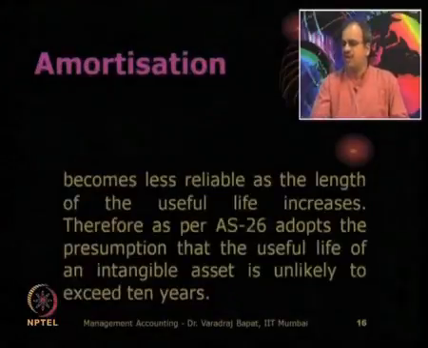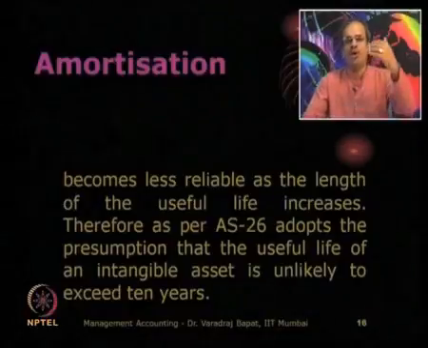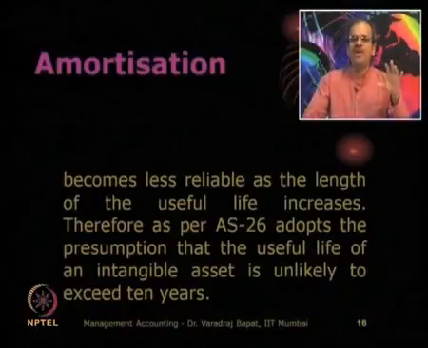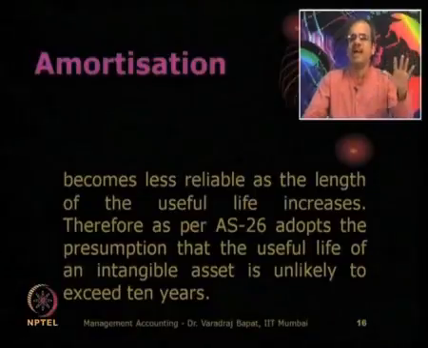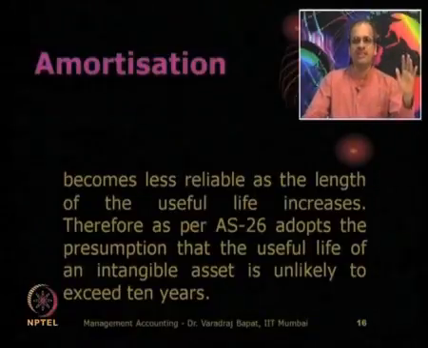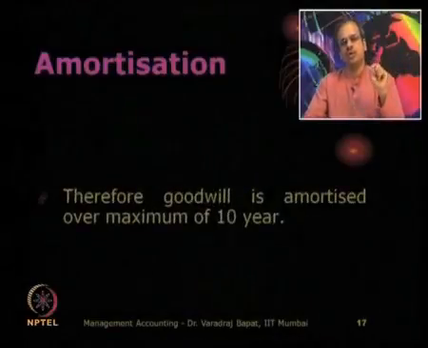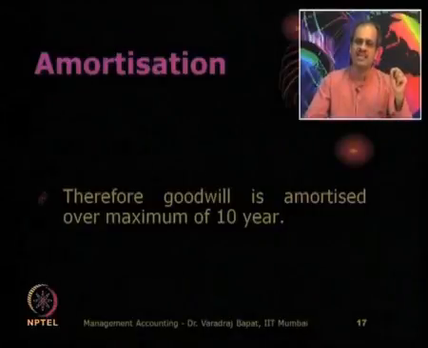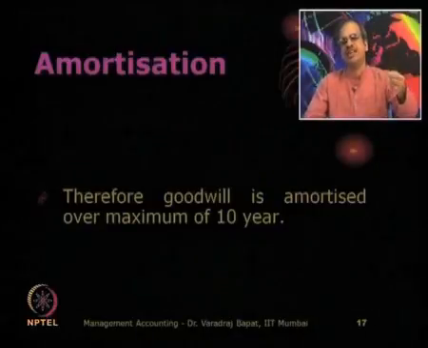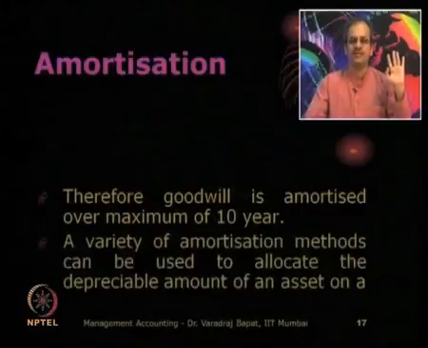That is why accounting standards provide that you cannot have a very long life for writing off an intangible asset. So, the maximum cap for writing off any intangible asset is kept at 10 years. So, we can assume that goodwill also should not be amortized for a period in excess of 10 years. It has to be written off within the first 10 years itself.